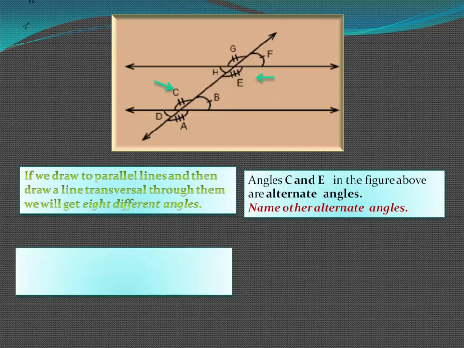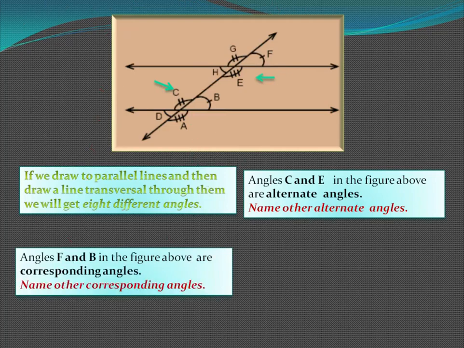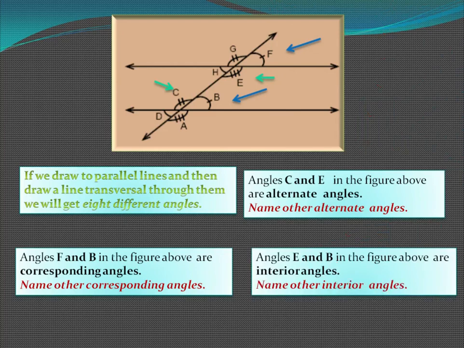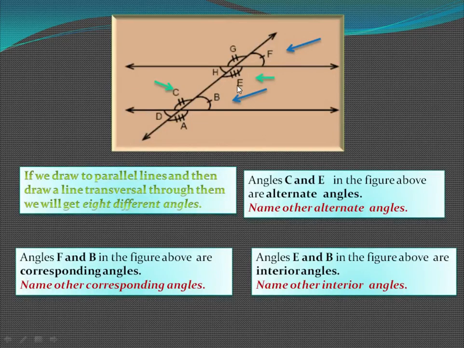The second type of angle is corresponding angles. So F and B are called corresponding angles. You can see in the diagram this is B and this one is F. You have to name the other corresponding angles in the diagram. The third type of angle is interior angles. Interior angles are here E and B. You can see this is angle E and this one is angle B. So angle B and angle E are interior angles, or you may say internal angles, and you have to name the other internal angles in this diagram.